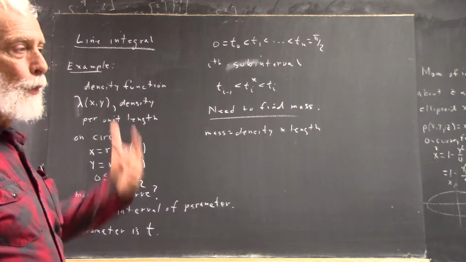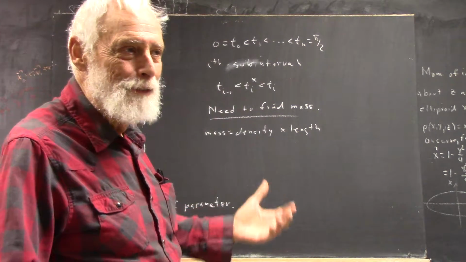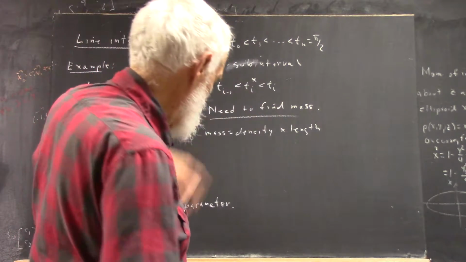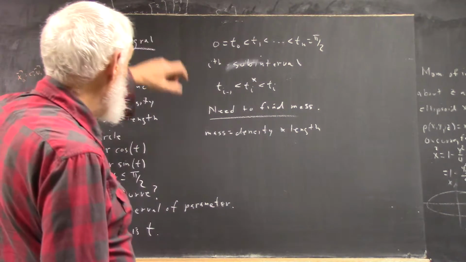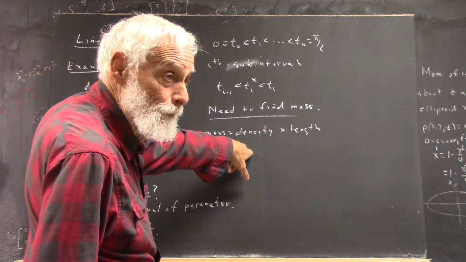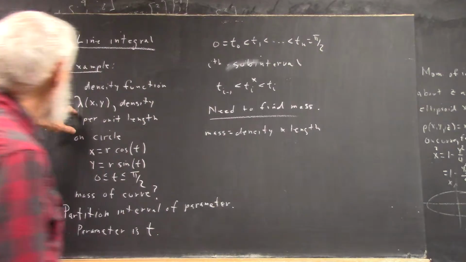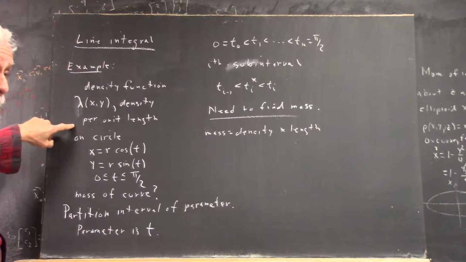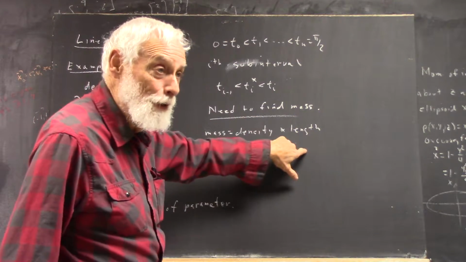That's a good thing, because you don't want to be dividing by something like r d theta d phi, or rho sine phi d theta d phi. But anyhow, you got this, right? I mean, this is density per unit length. How do you get mass? You multiply density per unit length times length.